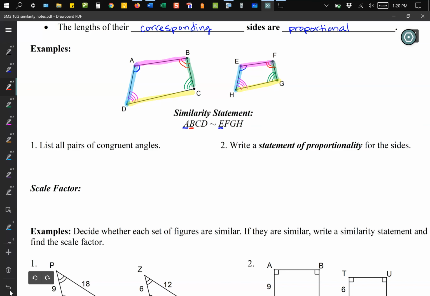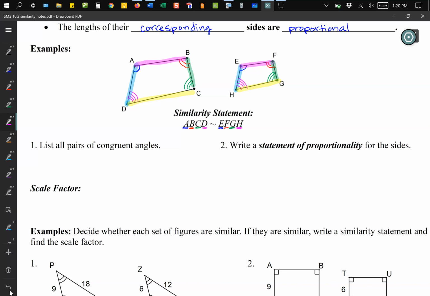It's telling me angle B is congruent to angle F. Those are the second letters. It's telling me angle C is congruent to angle G. Those are the third letters. And angle D is congruent to angle H. So when you write these, it's very important that the orders match up.